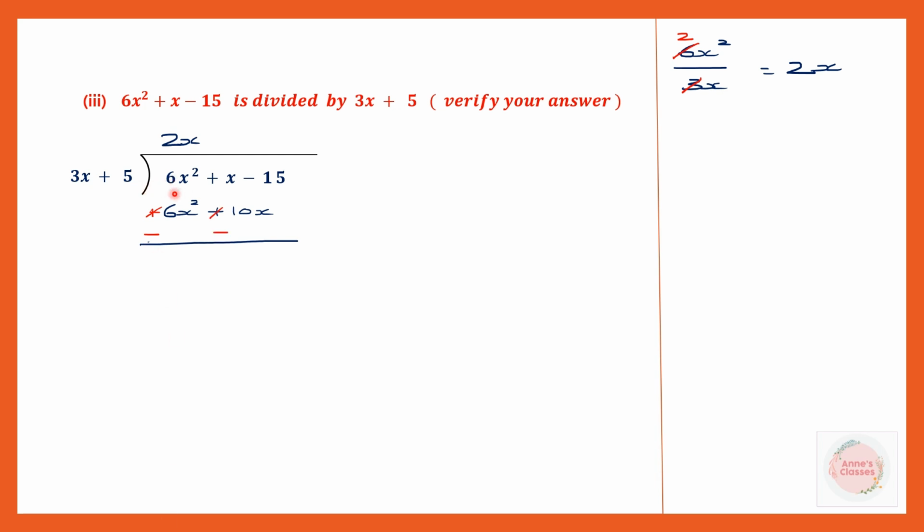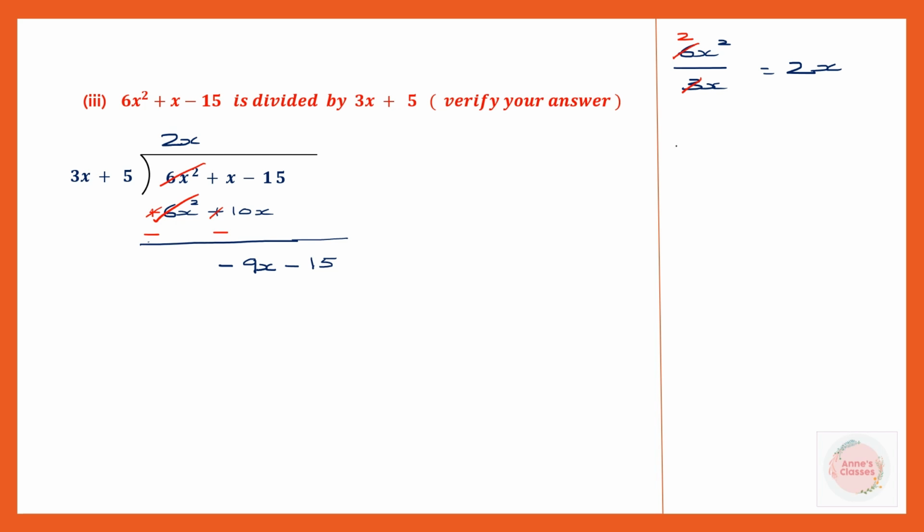Now here we have plus 6x squared minus 6x squared. That's equal to 0. So let's cancel it. Now here what do we have? We have 1x and 10x minus. Sign of the bigger number is minus. So let's put that. Now subtract. 10 minus 1 is 9. So that's 9x, and bring down the next term, which is minus 15. So 9x minus 15.